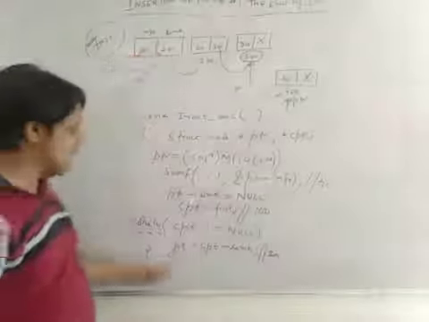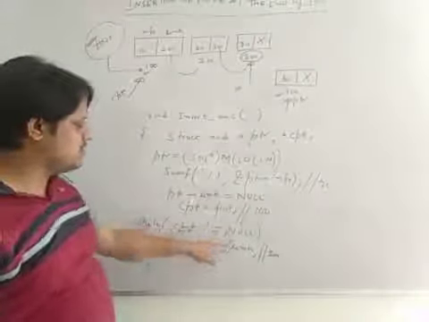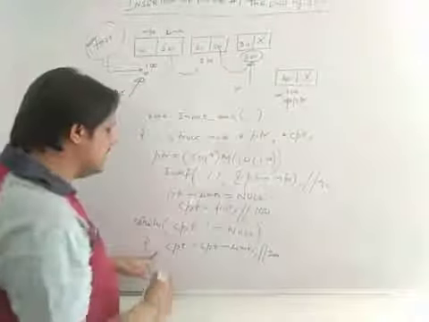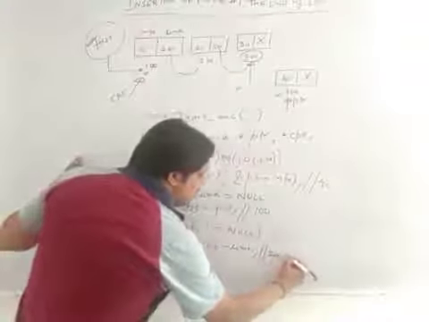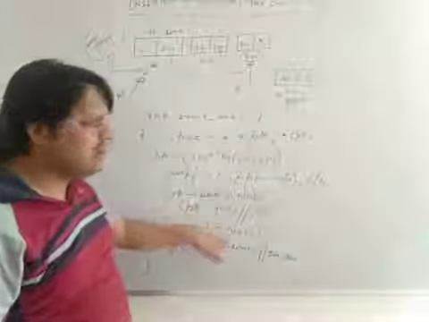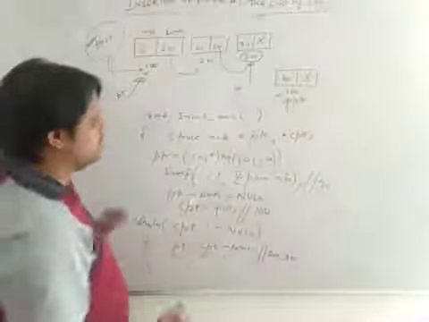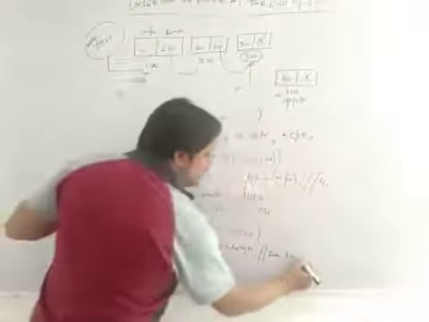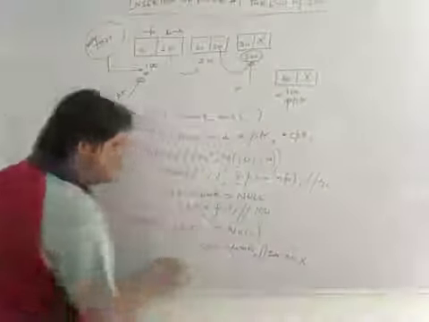Now again the loop will run. Now 200 not equals to null. CPT is equal to link part of 200. What is link part of 200? 300. So CPT becomes what? 300. Right. So again the loop will run. 300 not equals to null. Right. So CPT is equal to CPT arrow link. CPT is pointing at 300. Link part of 300 is what? Null. So this null gets assigned to CPT.